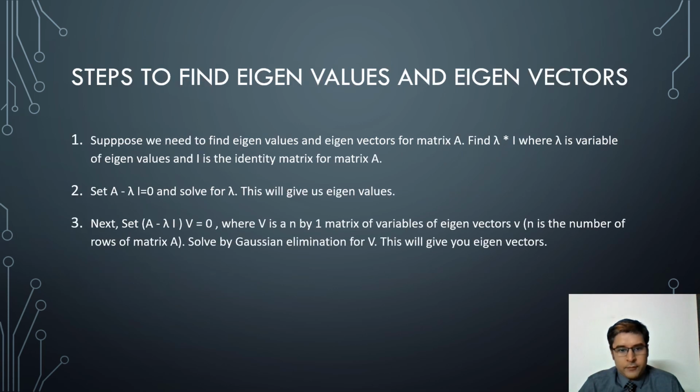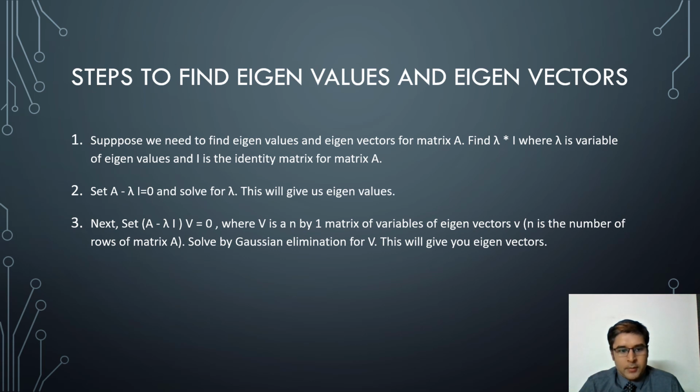Suppose we need to find eigenvalues and eigenvectors for matrix A. Find lambda into I, where lambda is the variable of eigenvalues and I is the identity matrix for matrix A. Set A minus lambda I is equal to 0 and solve for lambda. This will give us eigenvalues.